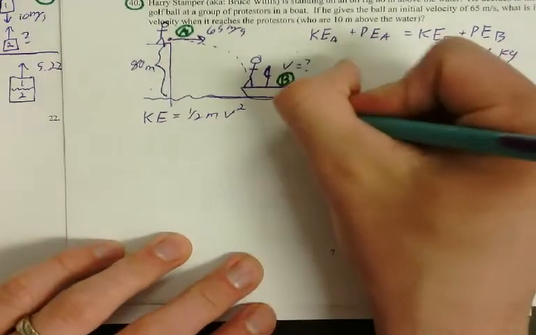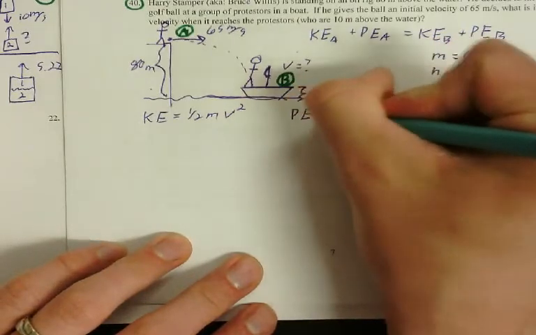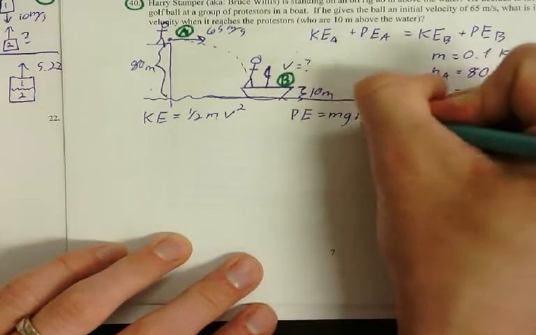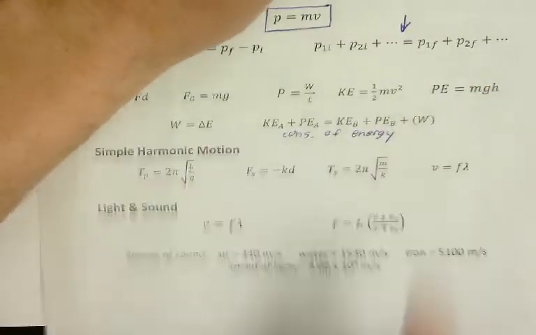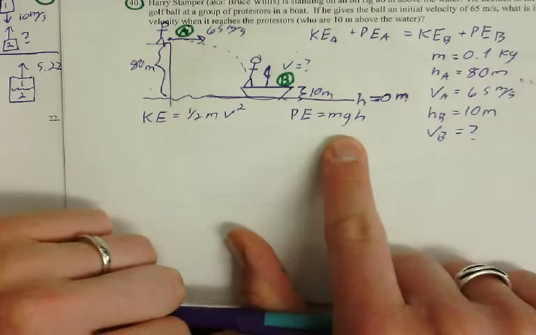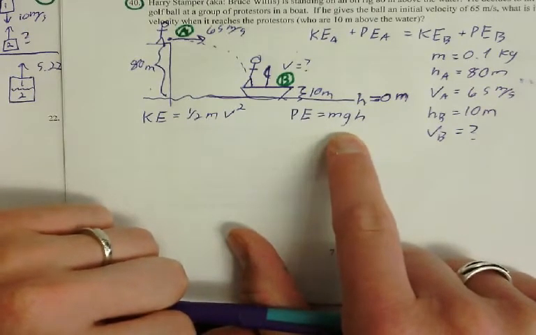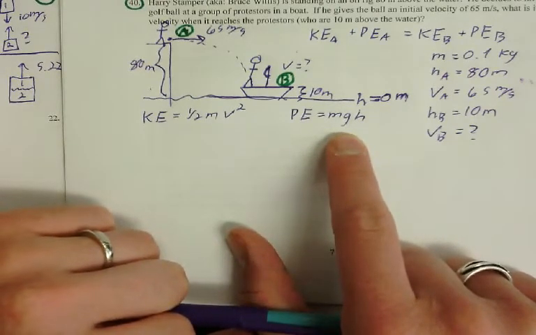And the potential energy equation is mgh. That's here. Again, you don't have to memorize it. Little g is 9.8. Don't make it negative 9.8. Just make it 9.8. All right.